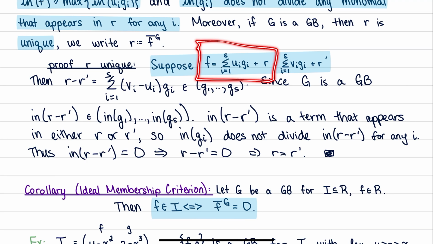So the forwards direction: suppose f is in I, well, then I can write f as an R linear sum of the generators of I. I don't need any remainder. This is going to be 0. Other way around: suppose that this remainder is 0, then, oh look, f is an R linear sum of the generators of I, so f is in I. So this is really exciting. Now we have this problem solved.